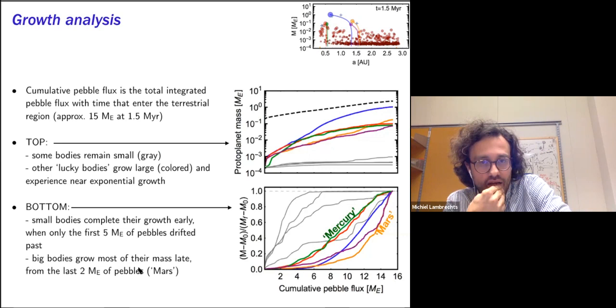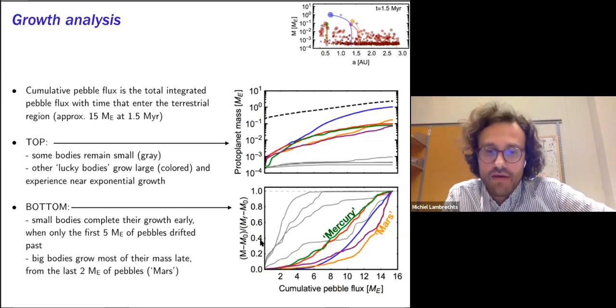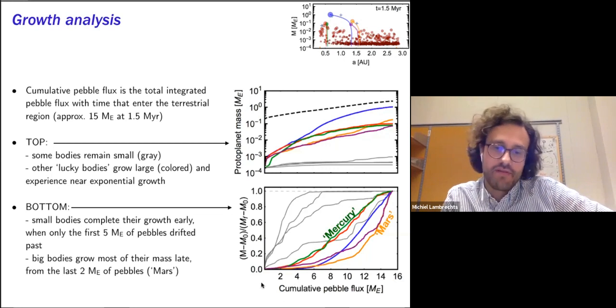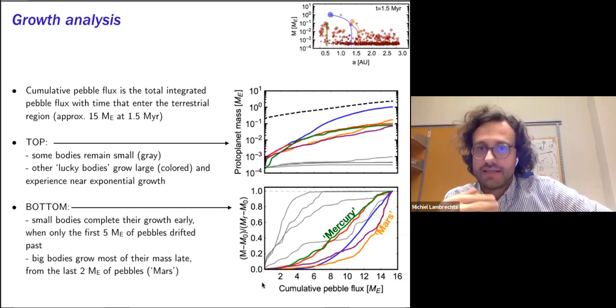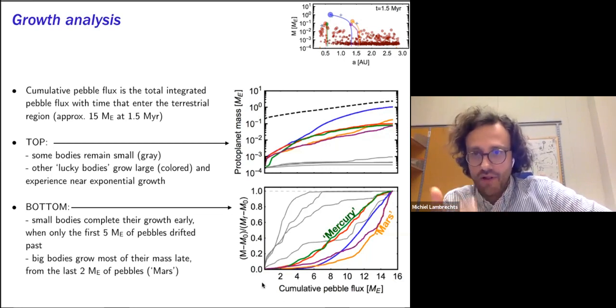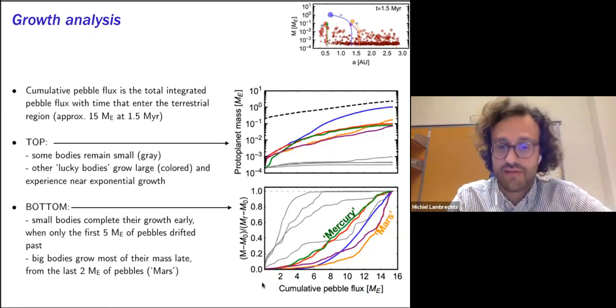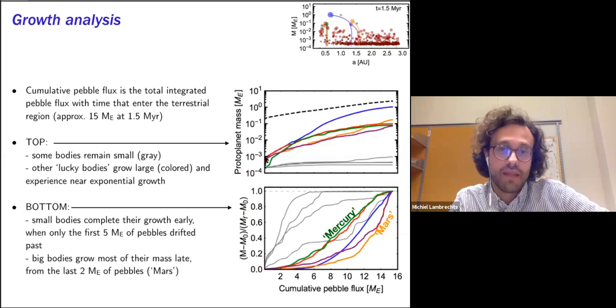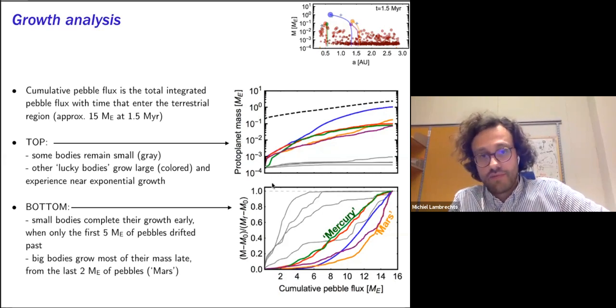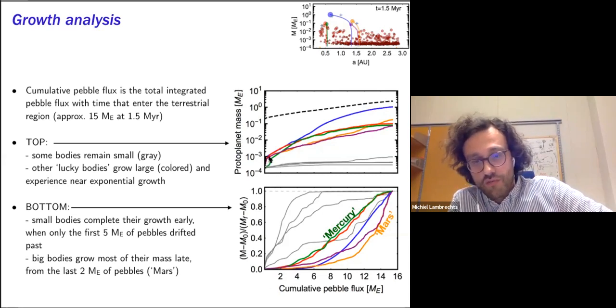Okay, so now we're going to look a little bit more in detail. So here I plot the cumulative pebble flux. So this is basically how much mass has entered inside the terrestrial system, or better said, passes through the terrestrial system as pebbles. Okay, and then you can look at the mass of the protoplanets. So you see they start out small, some collisions, and then they grow and reach their final mass.